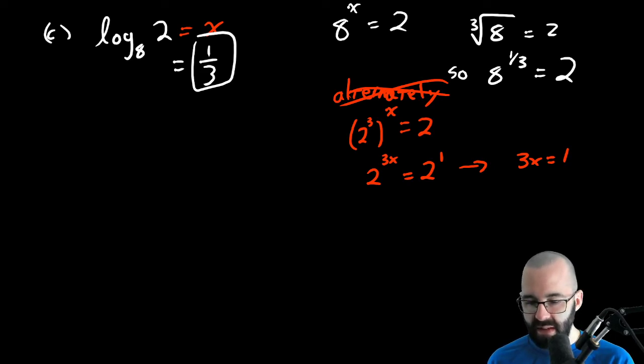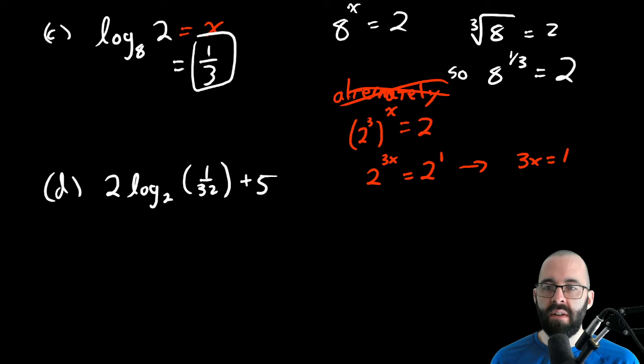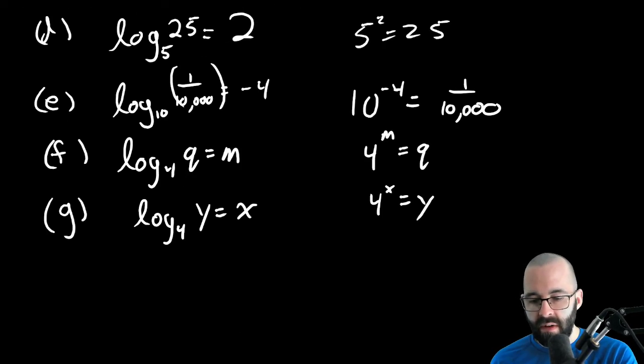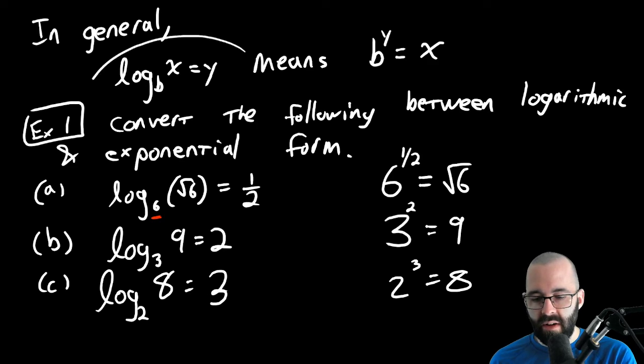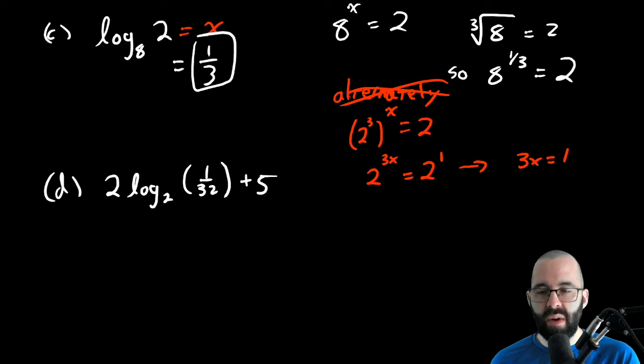All right, we have 2 final problems. Part D. What is 2 times the log, base 2, of 1/32 plus 5? So you have to be very careful here. We cannot convert this to exponential form because this is not in logarithmic form. Logarithmic form is the log of something equals something else. But this, right, this is multiplication, addition, and a logarithm.